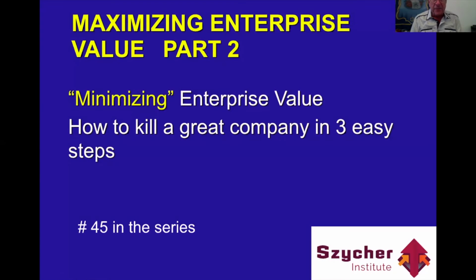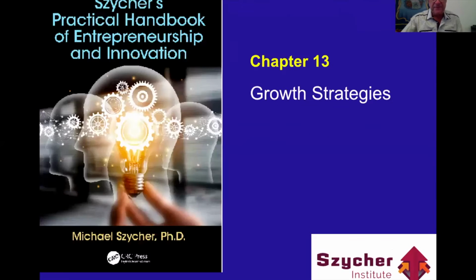The title of our presentation is Minimizing Enterprise Value, or How to Kill a Great Company in 3 Easy Steps. I am going to be using my own book. It is called Zeischer's Practical Handbook of Entrepreneurship and Innovation, and this comes from chapter 13, which is called Growth Strategies.